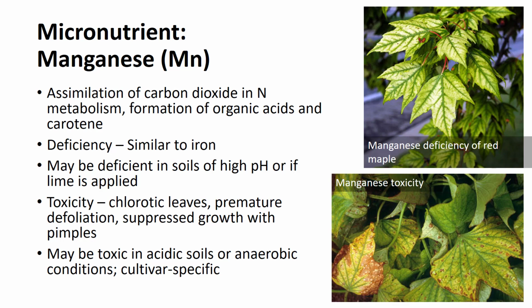Early symptoms of manganese toxicity are chlorotic leaves, premature defoliation, and suppressed growth with smooth raised pimples underlined by small dark brown spots in the young bark of some species. In advanced stages, the bark becomes very rough, cracked, and scaly. Manganese toxicity appears to be cultivar specific and is associated with acidic soils, anaerobic conditions, and with some steam pasteurized soils.